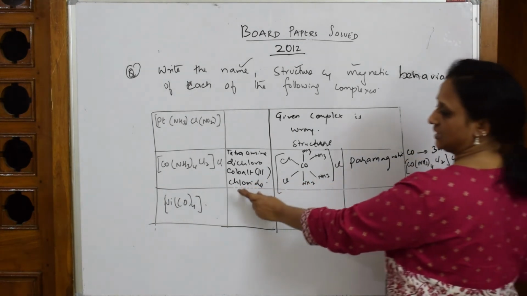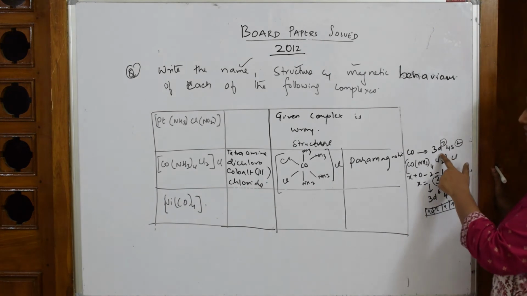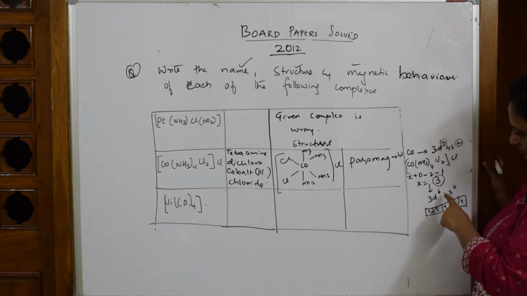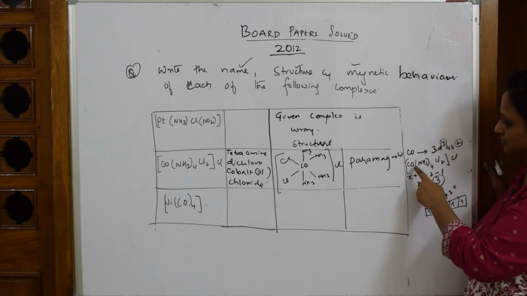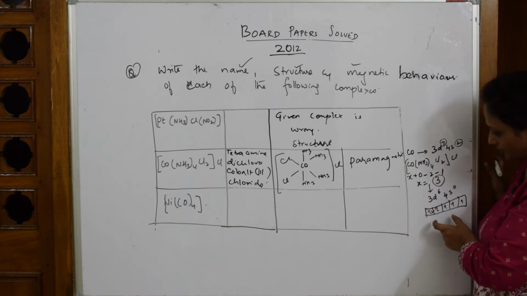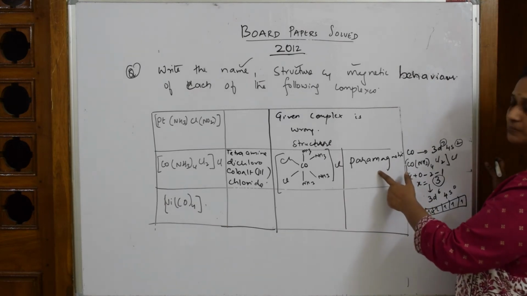First I have written the name. Then I didn't know what to write for the oxidation state, so I came back with the atomic number. I wrote the configuration, and with the configuration, I calculated the oxidation state. After calculating the oxidation state, I have written the structure, the orbital filling. From that, I came to know that all are unpaired electrons, so I have written paramagnetic.